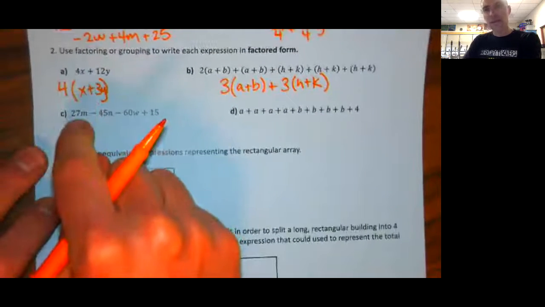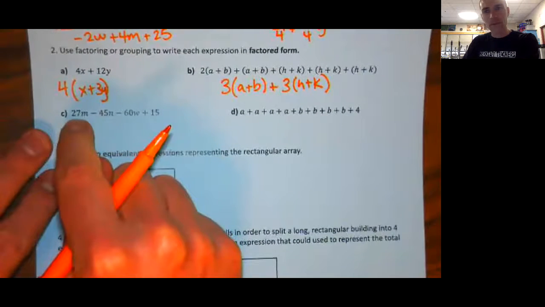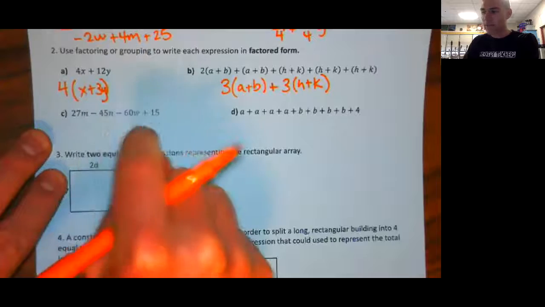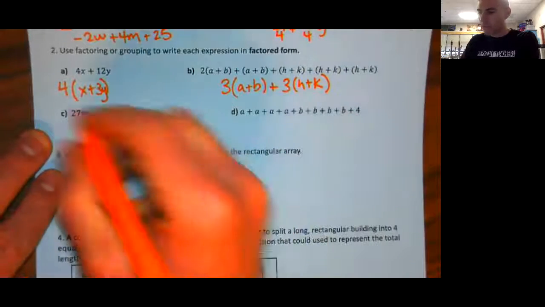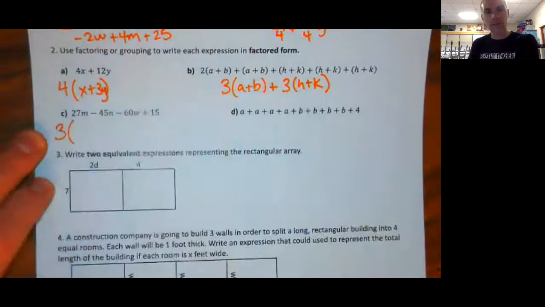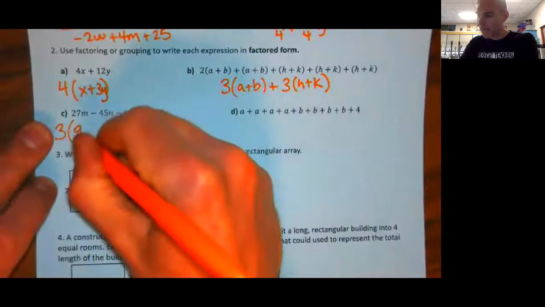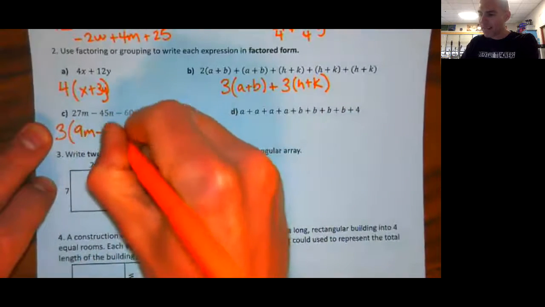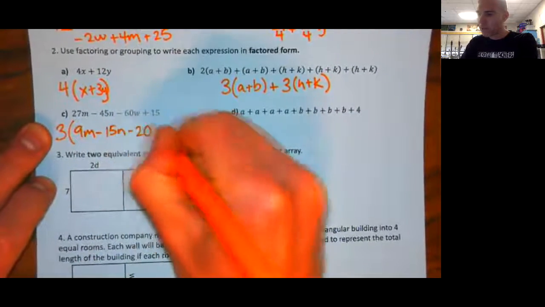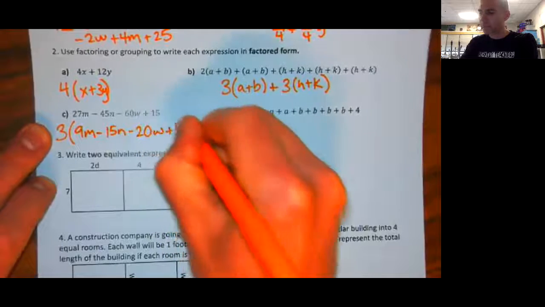Here, I notice that there is a common factor of 3 inside 27, 45, 60, and 15. So I start by writing a 3, open my parentheses, and now it's just each one of these things divided by 3. I get 9m, 15n, 20w, plus 5.